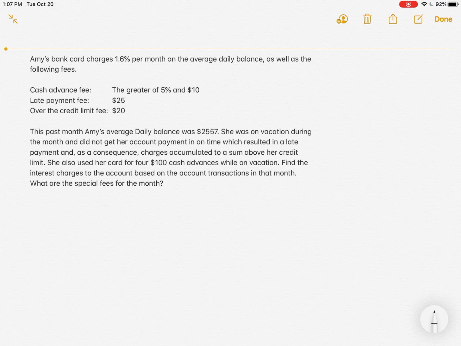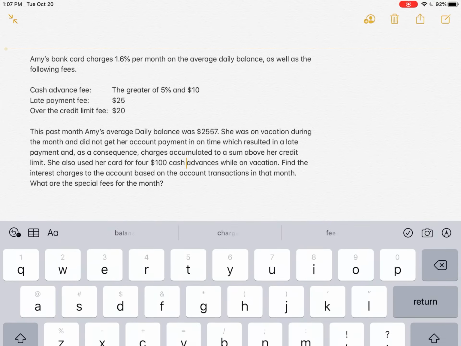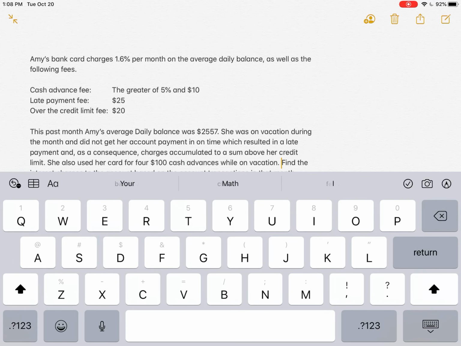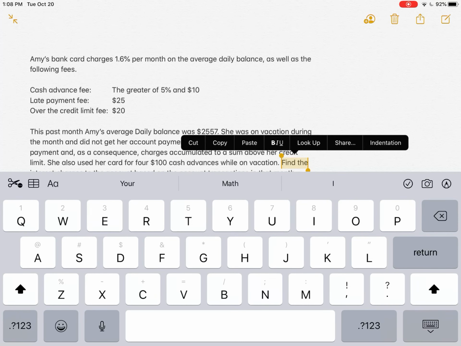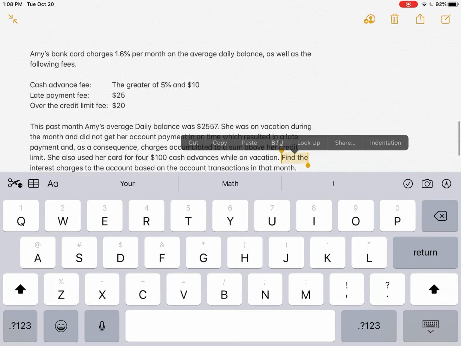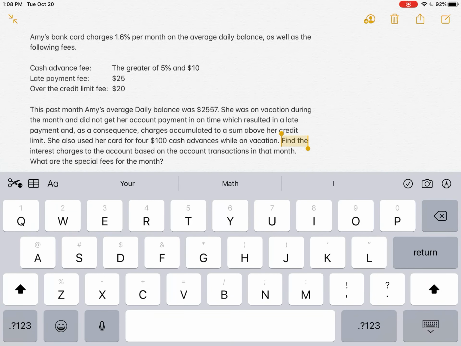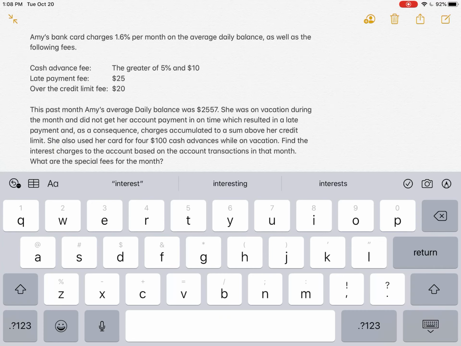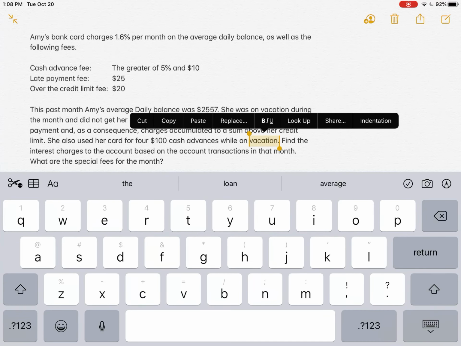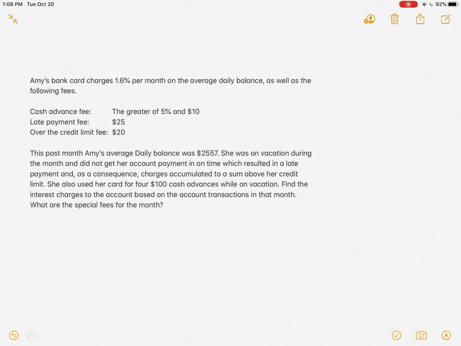So if we look at the question, the one that says find the interest charges to the account, right? I don't think I can, maybe I can highlight that a little bit better. Find the interest charges to the account. They're just asking about interest.